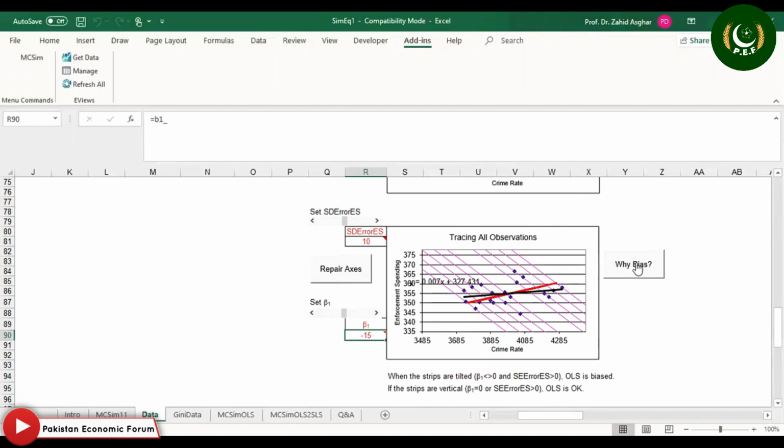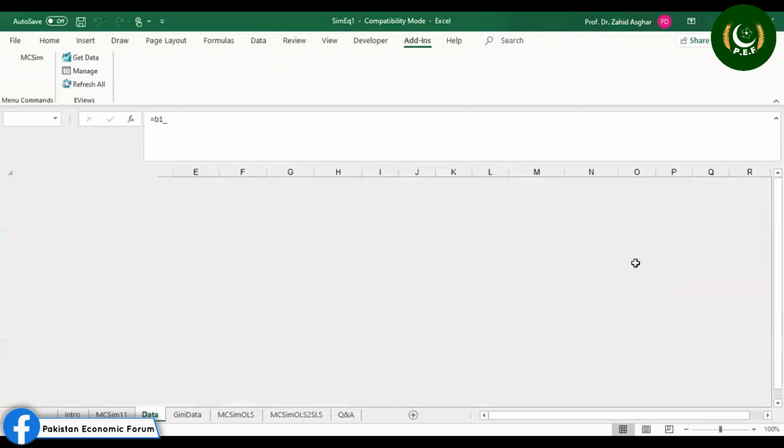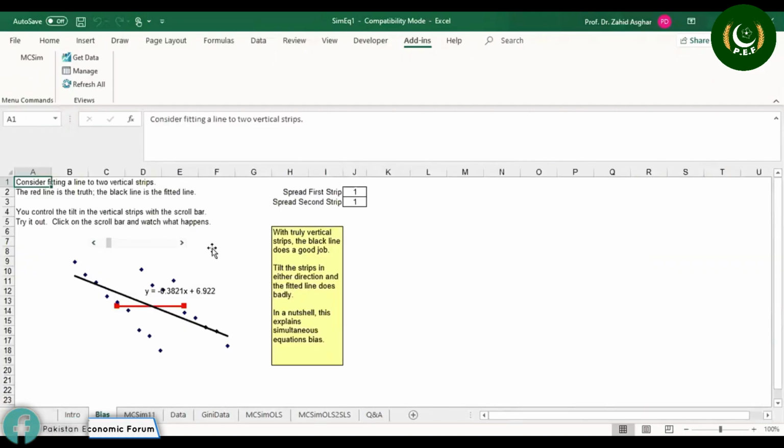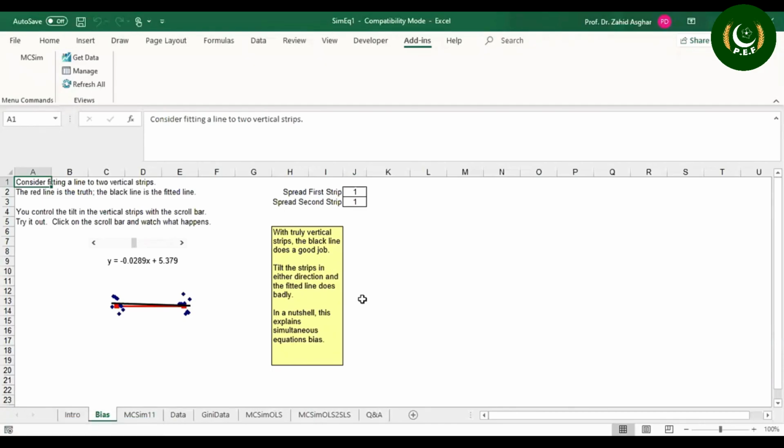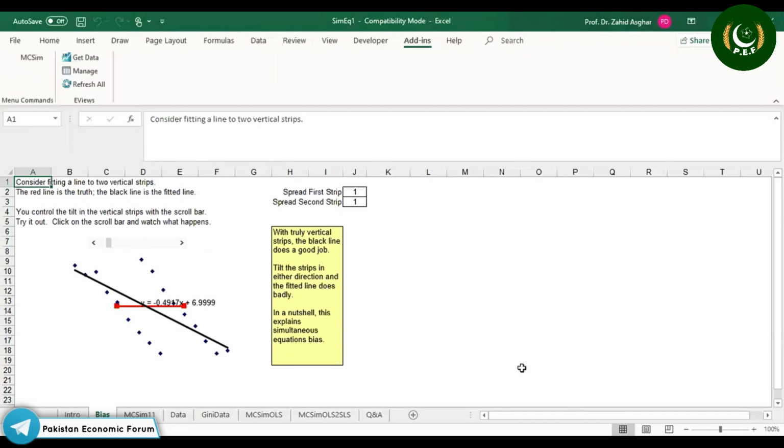I shall share this Excel spreadsheet. I am saying it again and again: enjoy it and understand this. So you see here, if you change these values, if you change this scroll bar, if you change this standard error and all that, you will get different results. And this is why we are getting biasedness here.